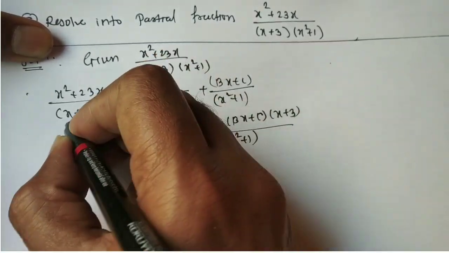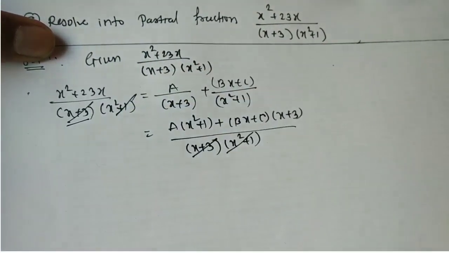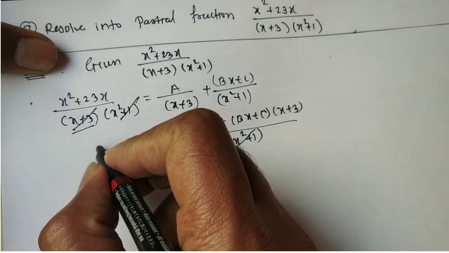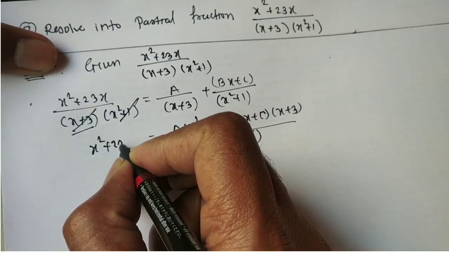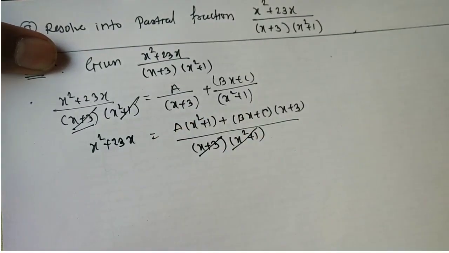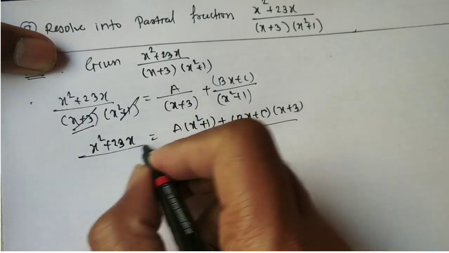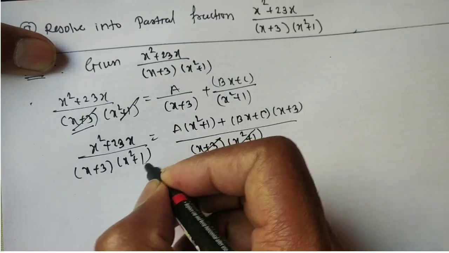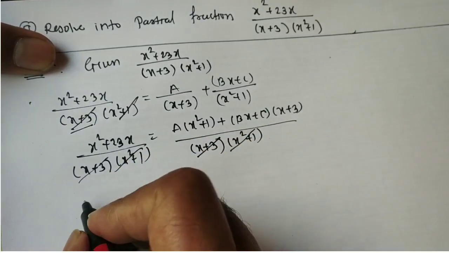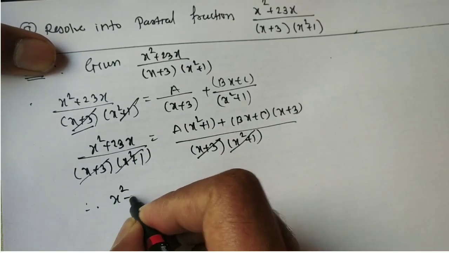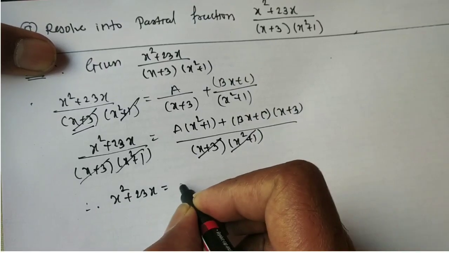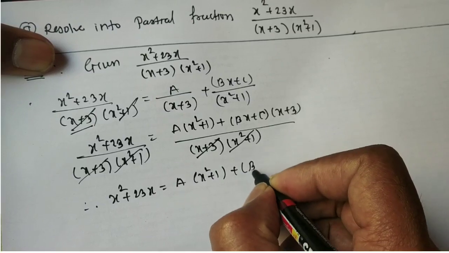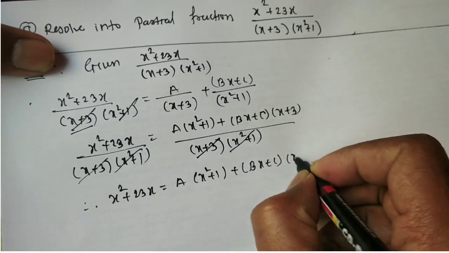So x plus 3 gets cancelled with this, x square plus 1 gets cancelled with this term. Now we have remaining x square plus 23x, right? So x square plus 23x divided by x plus 3 into x square plus 1. So this gets cancelled. What you will get here? X square plus 23x is equal to a into x square plus 1 plus bx plus c into x plus 3.